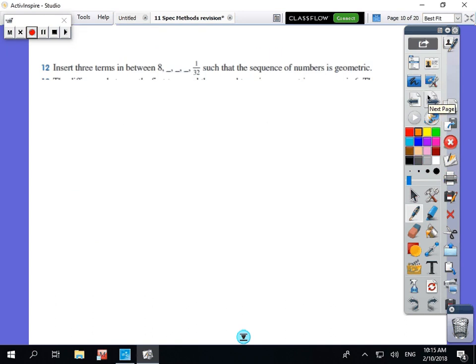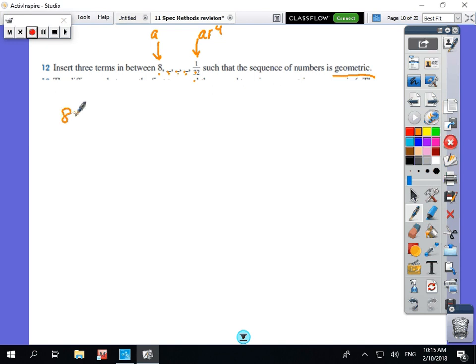Okay, insert three terms in between 8 and 1 over 32 such that the numbers are a GP. So it's a similar question to the last one. That's A, 1, 2, 3, that's R, the first, second, third, fourth, fifth, so that'll be AR to the 4. Okay, so have a go and come back.